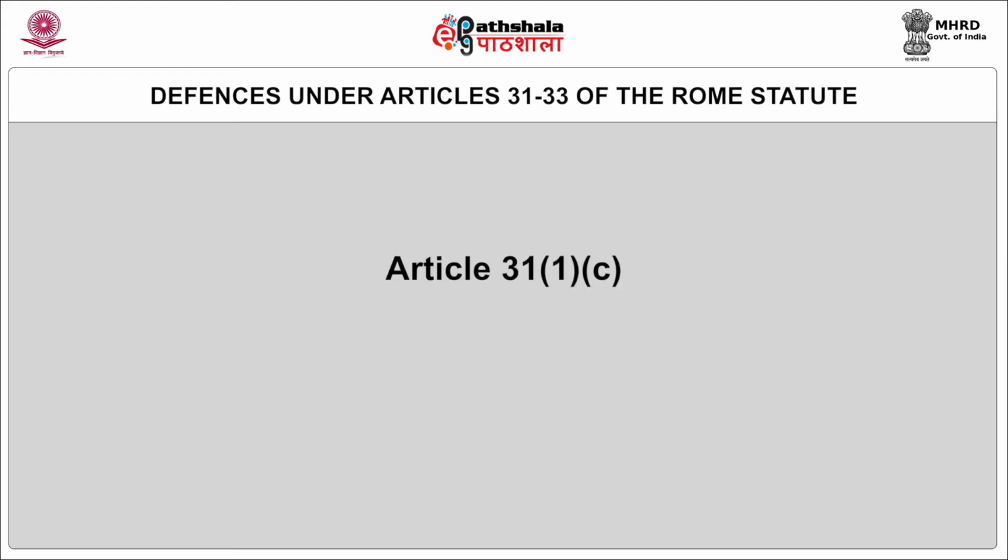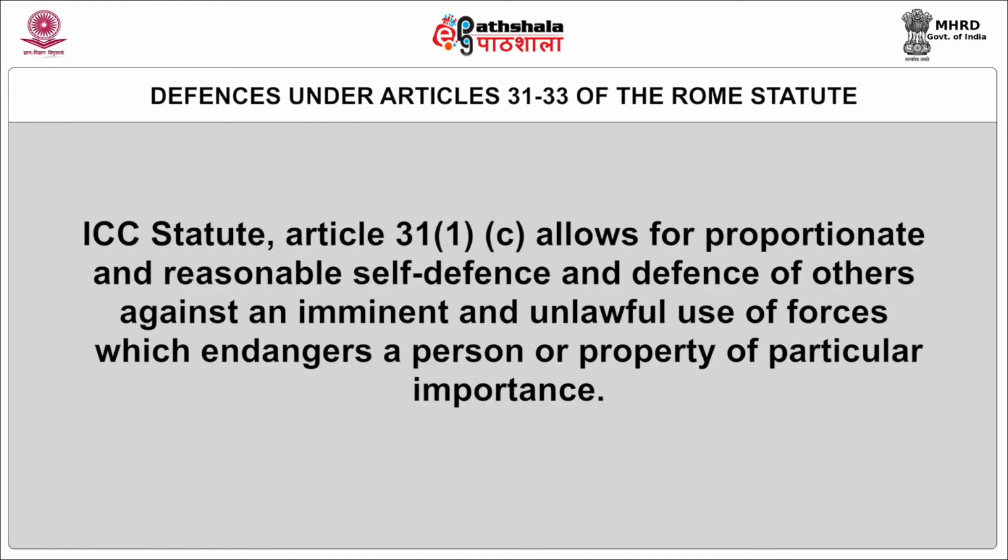Let us now turn to Article 31, Clause 1, Subclause C. In the Rome Statute, Article 31(1)(c) allows for proportionate and reasonable self-defense and the defense of others against an imminent and unlawful use of force which endangers a person or property of particular importance. Article 31(1)(c) reads as follows: a person shall not be criminally responsible if the person acts reasonably to defend himself or herself or the body or property of another person or persons.